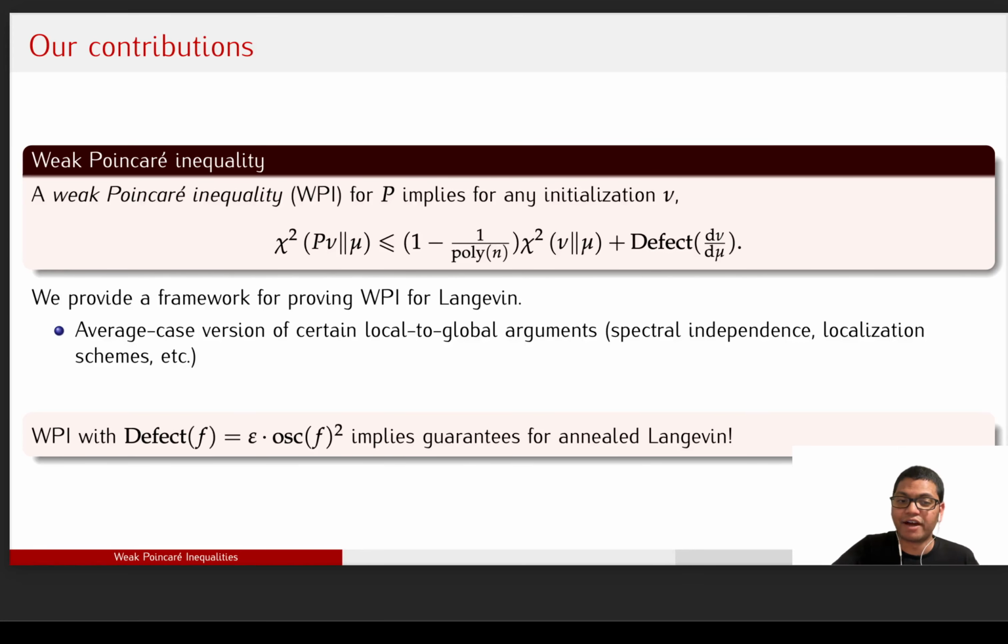And here you should think of oscillation as being some measure of how much the function fluctuates. So more concretely, it is the maximum minus the minimum value that the function takes, plus the maximum value of the gradient that the function can possibly achieve.